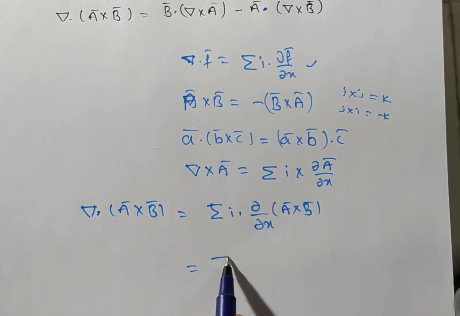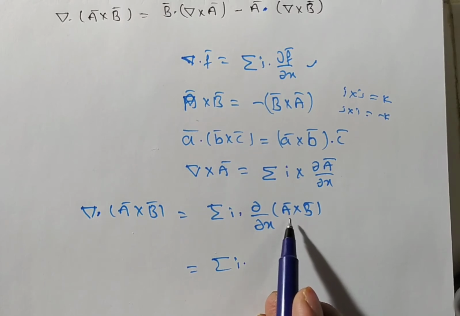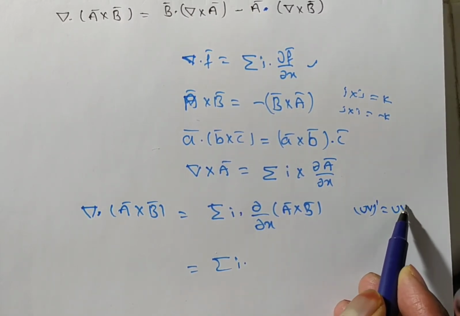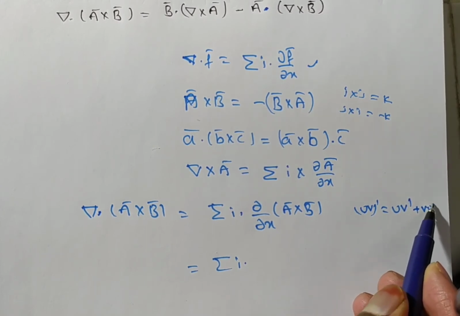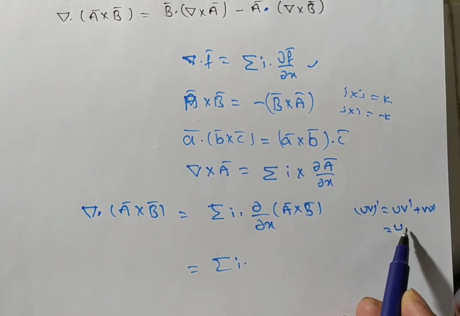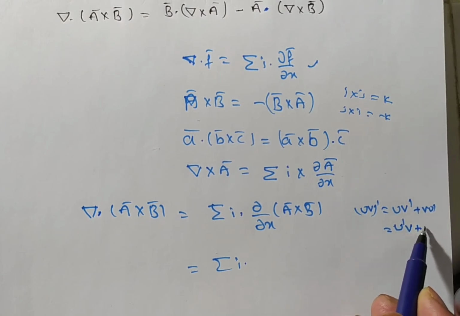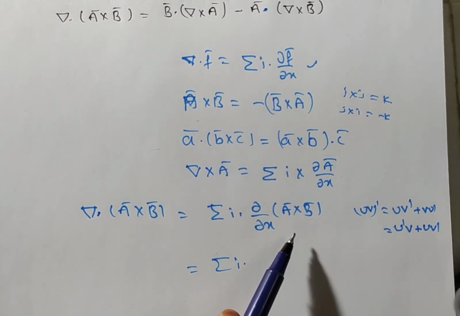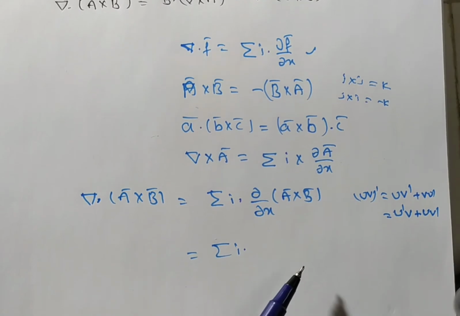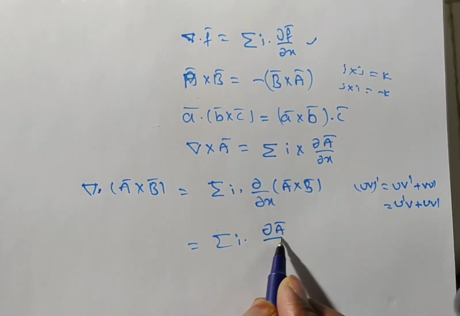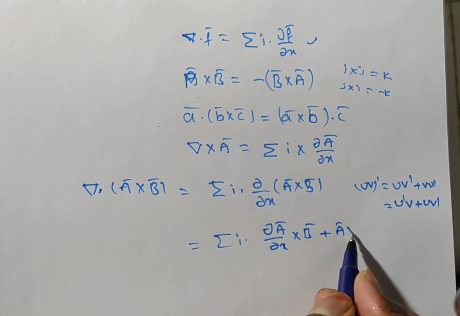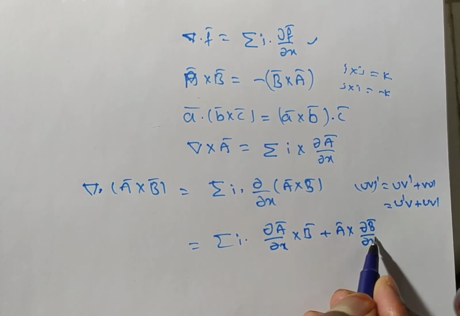Friends, you see, inside you have a cross product, not a product of two functions. This is a vector. Suppose u and v are there. Simply, the derivative of uv is u v dash plus v u dash. But in this case a cross product is there, so you have to write u dash v plus u v dash. Both will be the same, but it is a cross product, so we are not changing the order in this case. Now, dou a bar by dou x cross b bar plus a bar cross dou b bar by dou x.